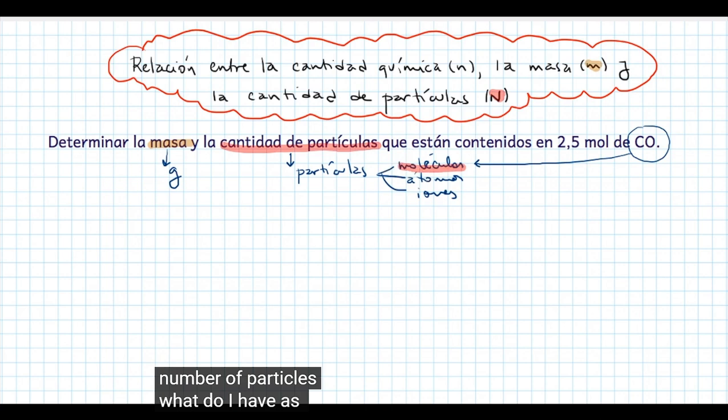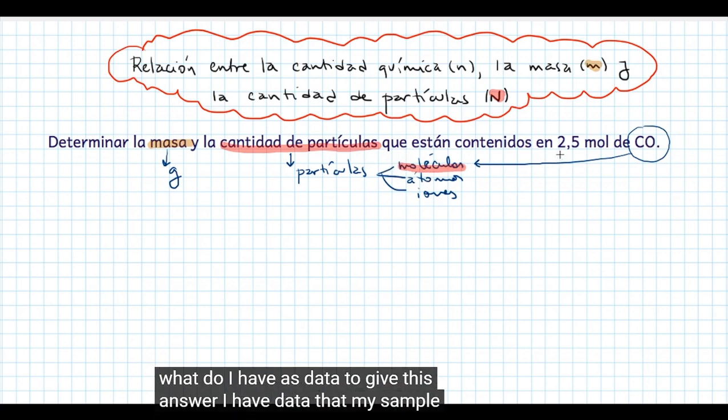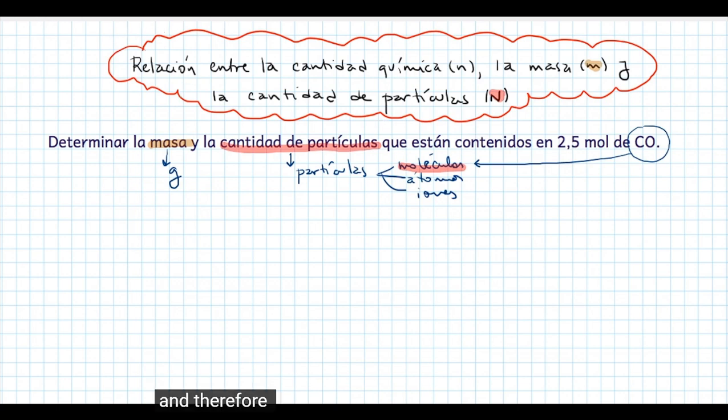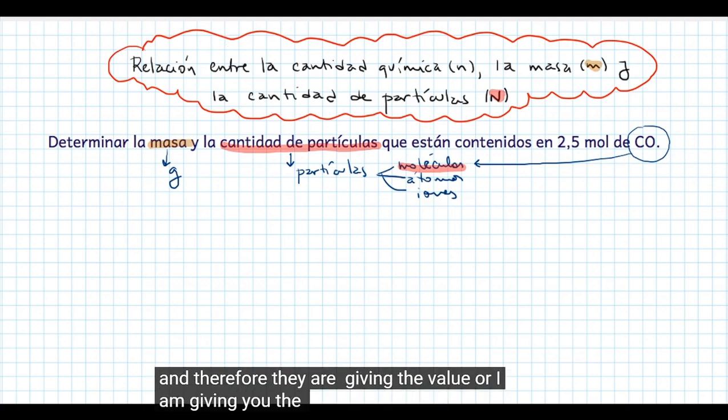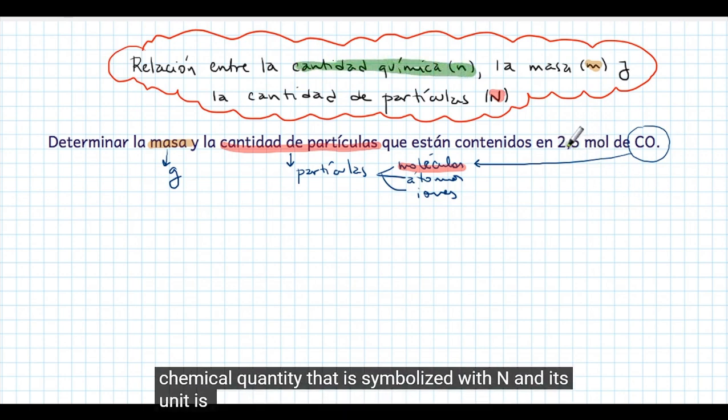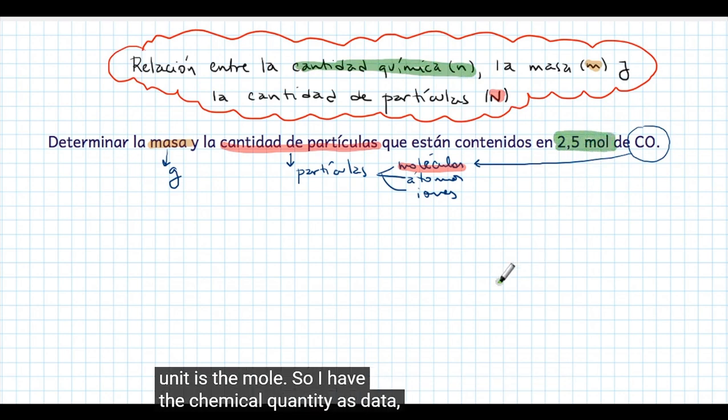What do I have as data to give this answer? I have data that my sample has 2.5 moles. And therefore they are giving the value, or I am giving you the value, of the chemical quantity that is symbolized with n and its unit is the mole. So I have the chemical quantity as data.